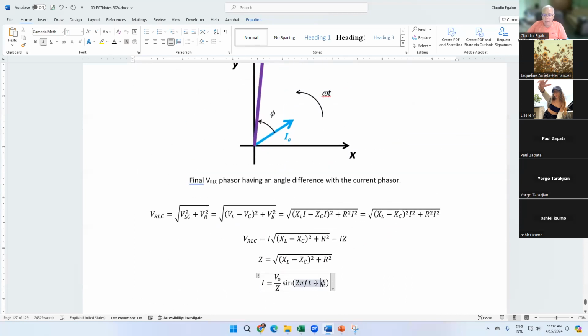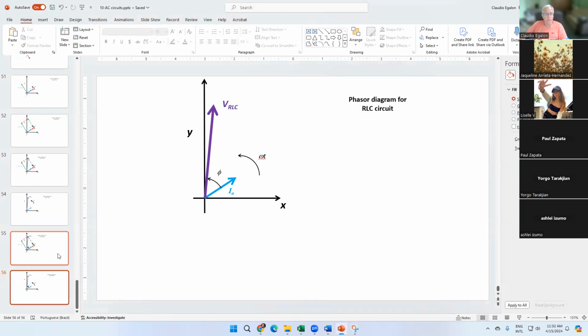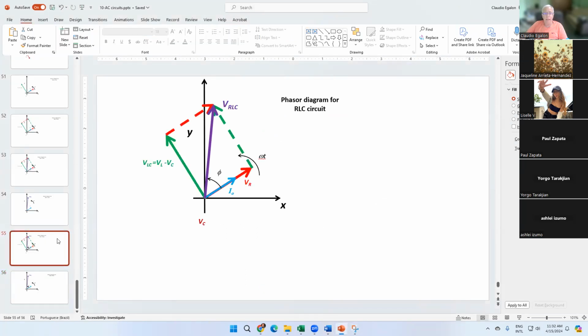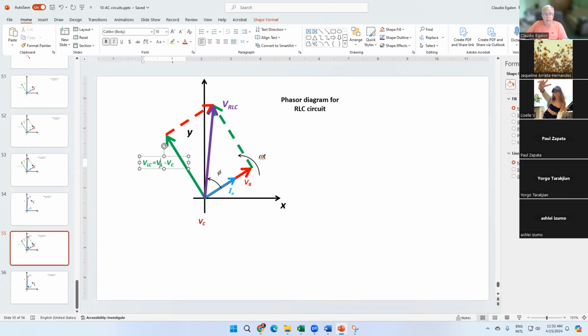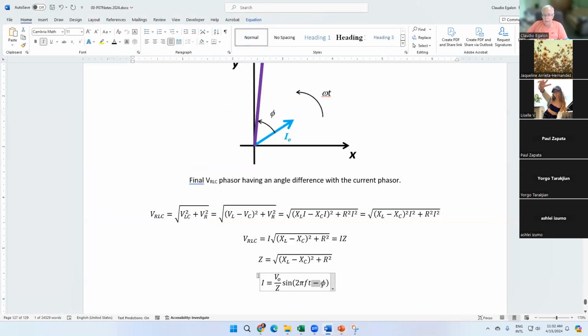But sometimes you can have that the current is leading the voltage. It's possible, okay? It's possible to have the situation in which the current is leading, and that applies whenever V of C is greater than V of L. So this phasor would be pointing right in here, and the voltage would be lagging the current, okay?